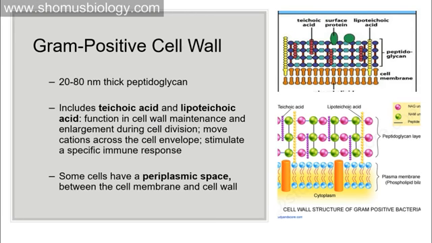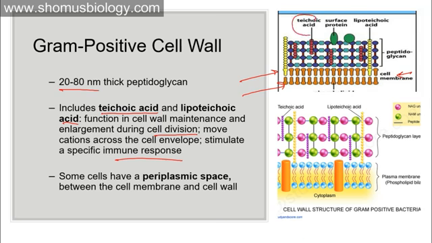So for a gram positive cell wall, there is a near 20 to 80 nanometer thick layer of peptidoglycan. It includes teichoic acid and lipoteichoic acid, which function in cell wall maintenance and enlargement during cell division, and they move cations across the cell envelope and stimulate a specific immune response as well. So if you look at the zoomed in version of a gram positive cell wall, you can see this is the cell membrane inside and outside the cell wall, and for gram positive bacteria the cell wall is the outermost layer.